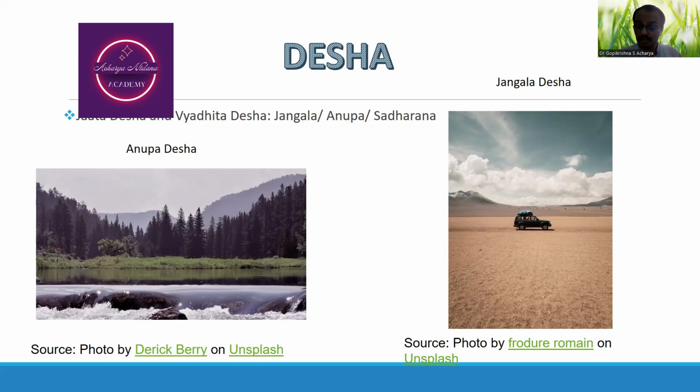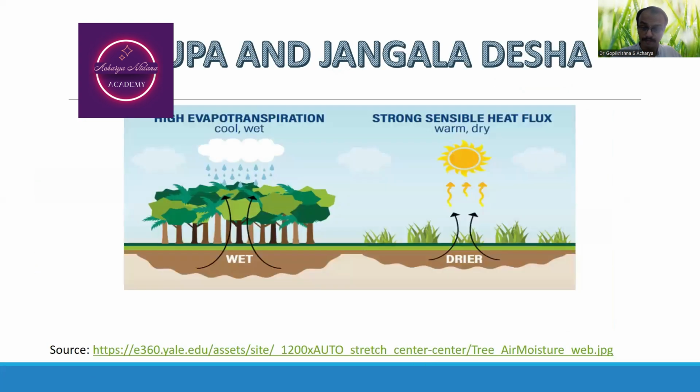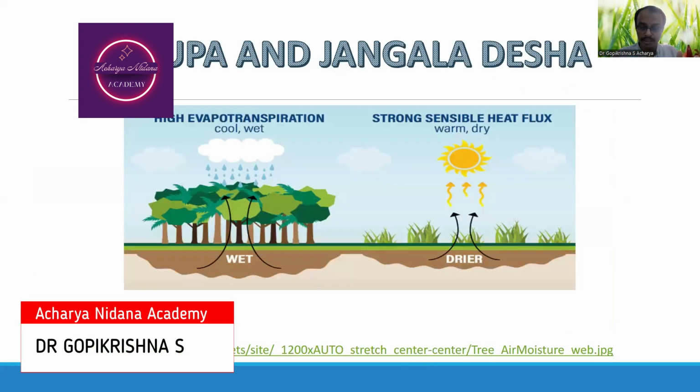In these cases, naturally the person may have Vata dominant diseases to the maximum extent, and to a lesser extent Pitta dominant diseases may be possible. Whereas in this Anupadesha, naturally the person may have kapha dominant diseases.